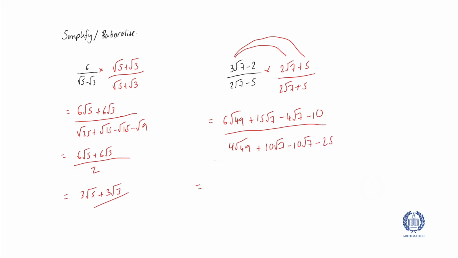So if we simplify this, root 49 is 7 times 6 is 42, minus 10, 32. 15 root 7 minus 4 root 7 is 11 root 7. Again, 10 root 7 minus 10 root 7 cancels out. Root 49 is 7 times 4, 28, minus 25, 3. And that would be your answer. So if you got that, well done. If not, again, just make sure you check where it's most likely a silly mistake.